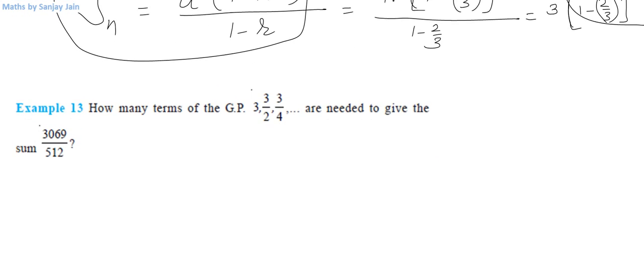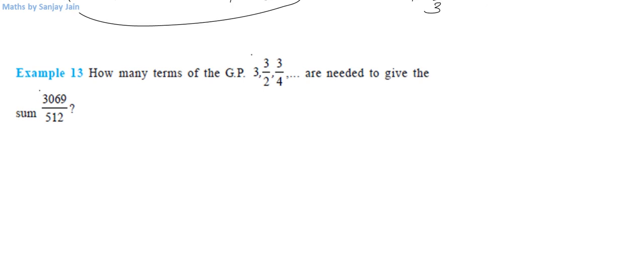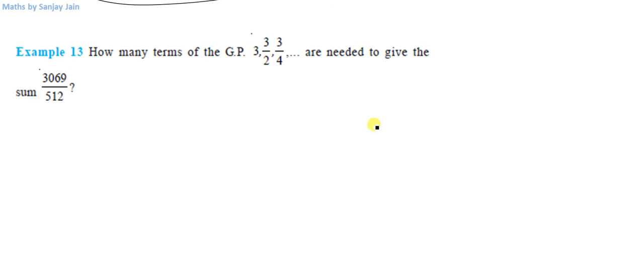How many terms of the GP 3, 3 by 2, 3 by 4 are needed to give the sum this? So what is this GP? First term is 3. What is the common ratio? Common ratio is 3 by 2 divided by 3. So that is 1 by 2.